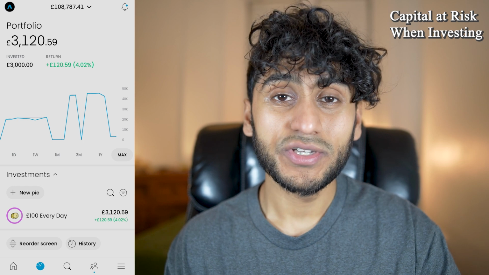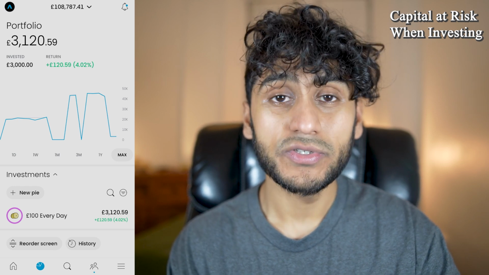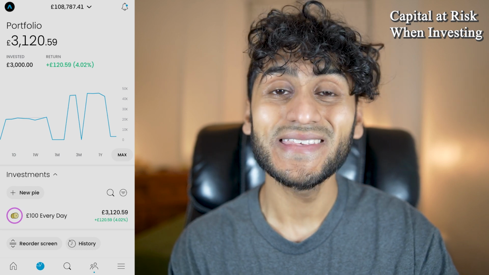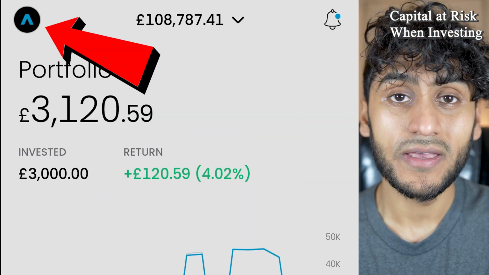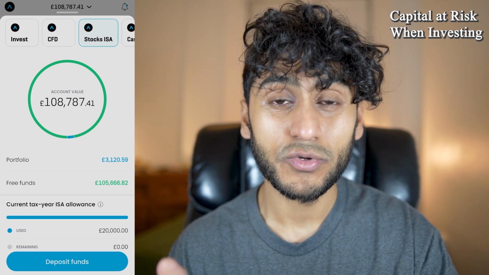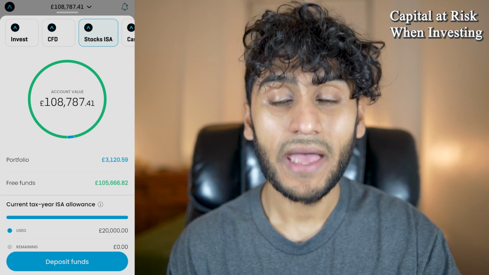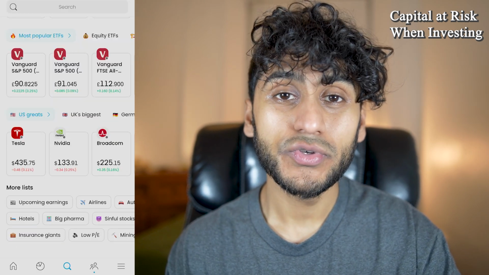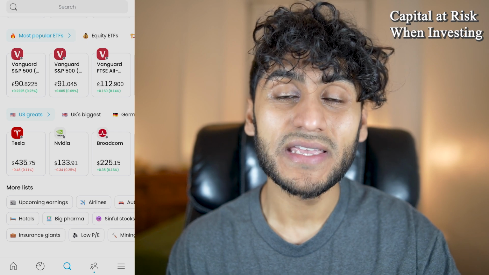Now here is my stocks and shares ISA that I have with Trading 212. If you are not sure if you are in the right menu, you should click the Trading 212 logo in the corner here, and over here you can see there are different accounts. First is the invest account, which Trading 212 by default would go into, and then you can scroll over here and press stocks ISA.